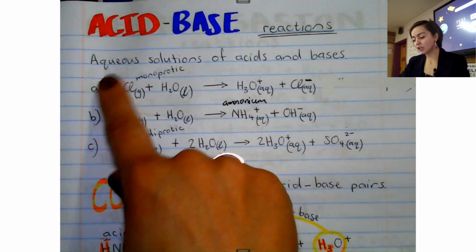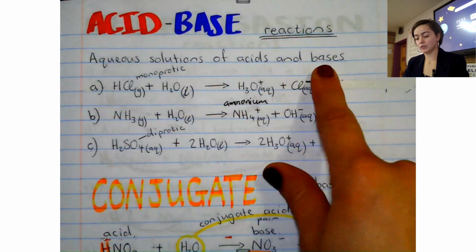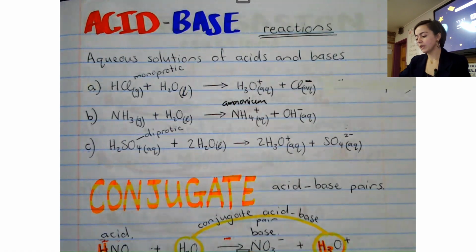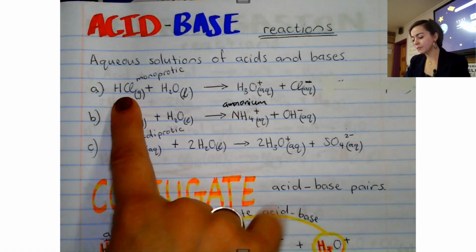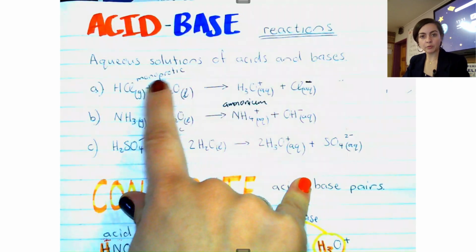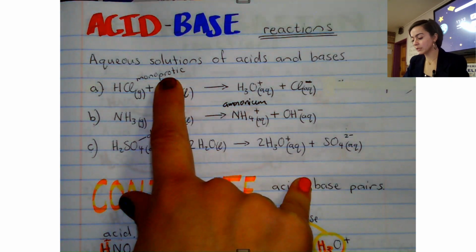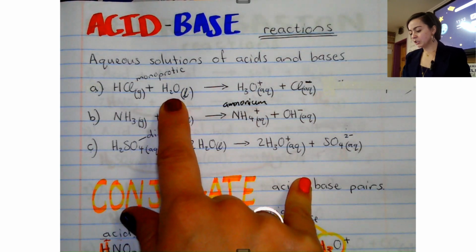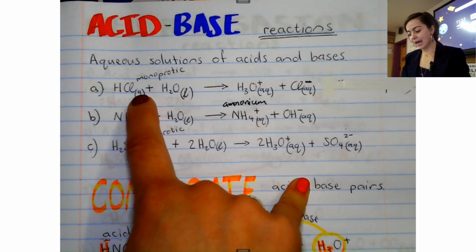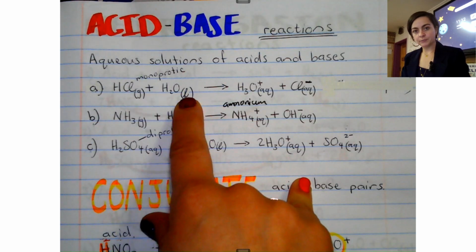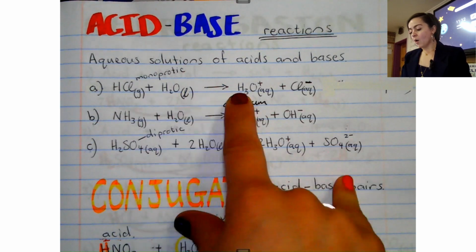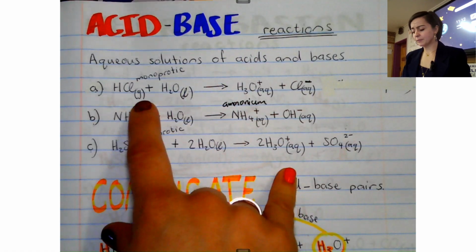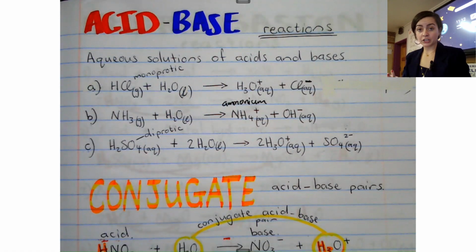Now, acid-base reactions, let's quickly go check them out. First of all, aqueous solutions of acids and bases. That means if I now add my acid or my base to the water. So here I have my HCl, just a reminder, monoprotic. Do you guys remember what monoprotic means? So my HCl plus H2O. Do you see here, in this case, it's a gas, and this is a liquid? Obviously, it won't always be a gas.